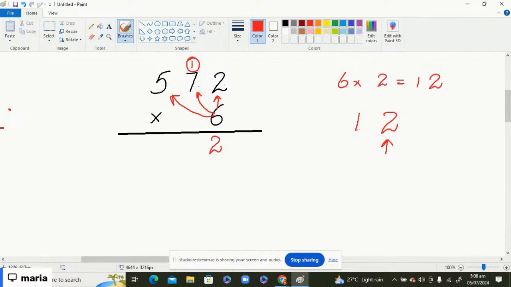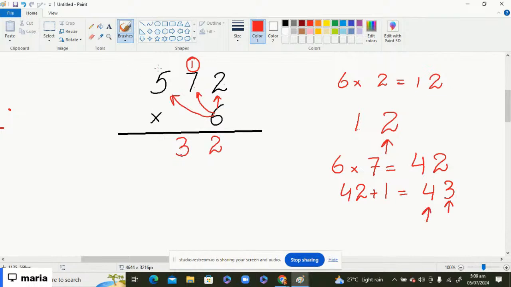So now 6 times 7, let's check. What's the answer for 6 times 7? That is 42. Now here is 1 already, so we add 42 plus 1, that is 43. Now here is 43, so this 3 stays here, put down, and this 4 moves up as a carry, up on the 5, not on the 7.